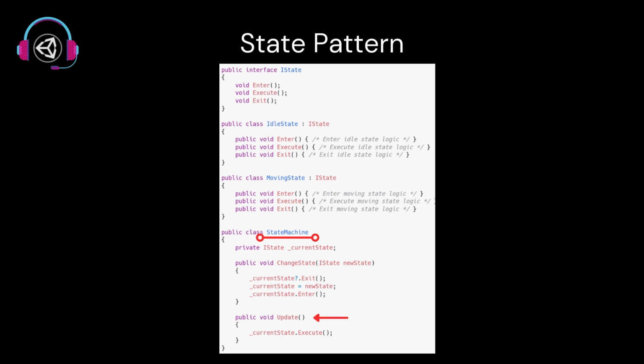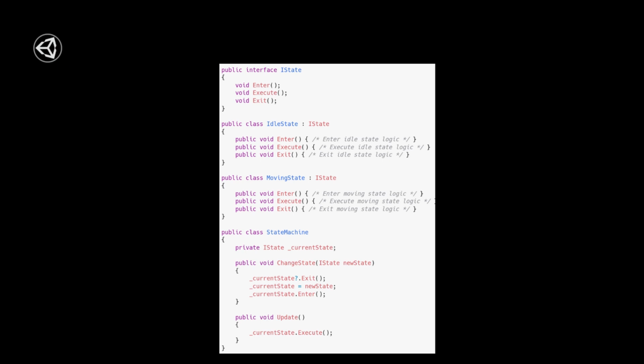The update method is responsible for calling execute on the current state, making sure the correct behavior is being processed each frame. This pattern is great for scenarios where an object has multiple distinct behaviors depending on its state, like characters that can be idle, moving, attacking, etc. It helps in organizing the logic for each state separately, improving clarity and maintainability.